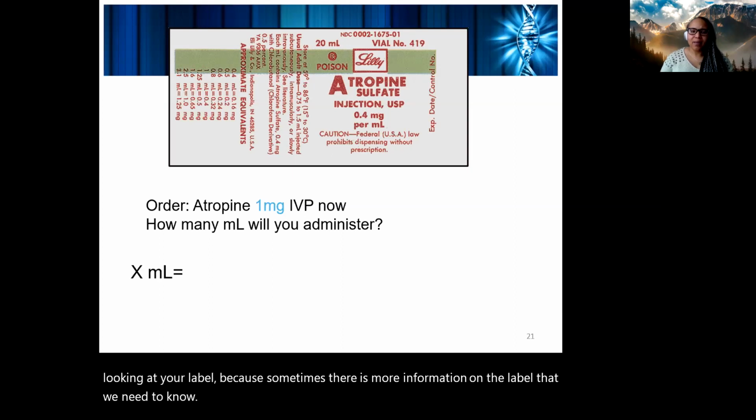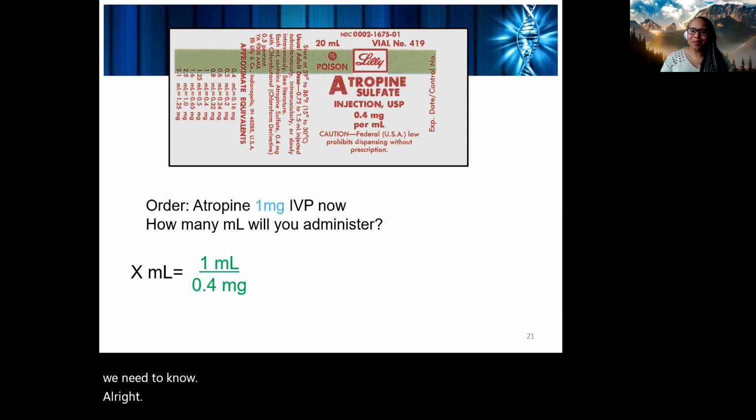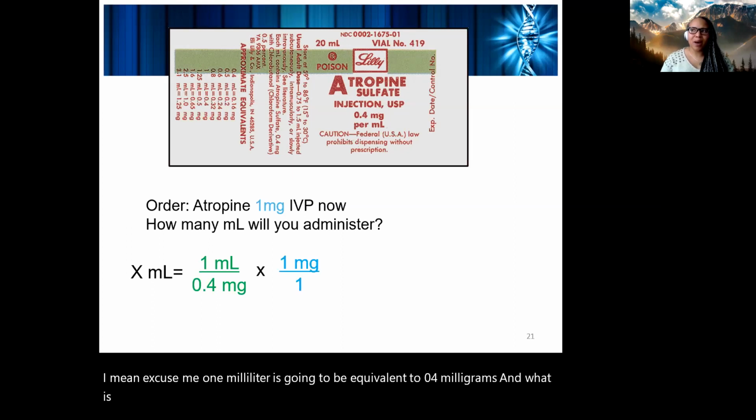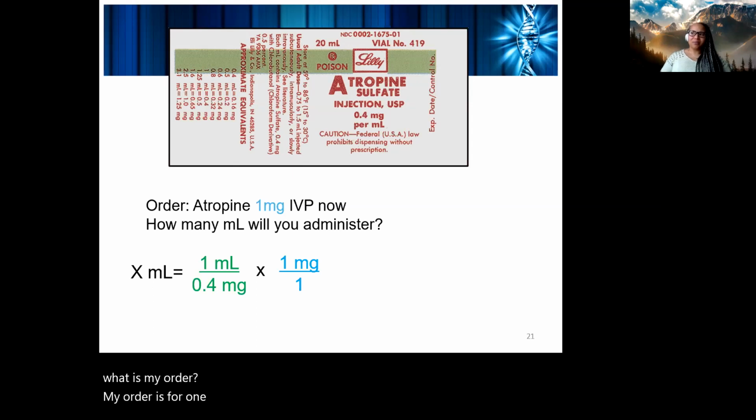All right. So if we're solving for it, what do we know? We know that 1 milliliter is going to be equivalent to 0.4 milligrams. And what is my order? My order is for 1 milligram. You guys see that? You see how I set that up?